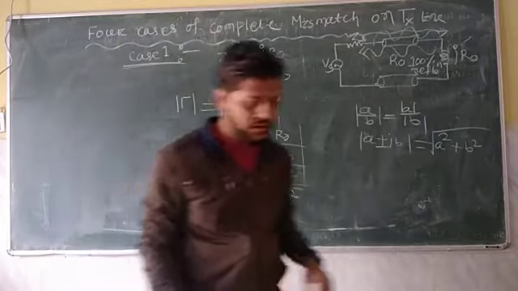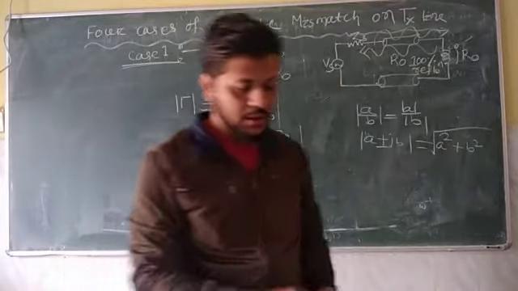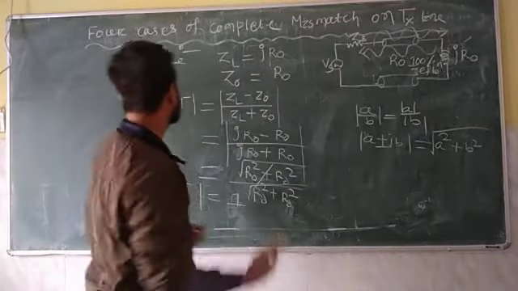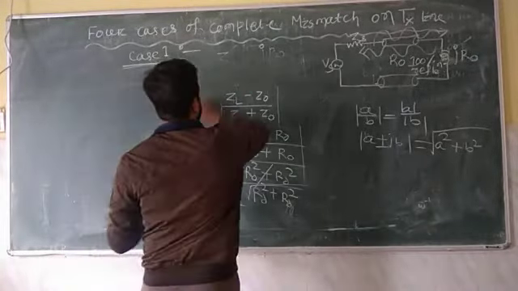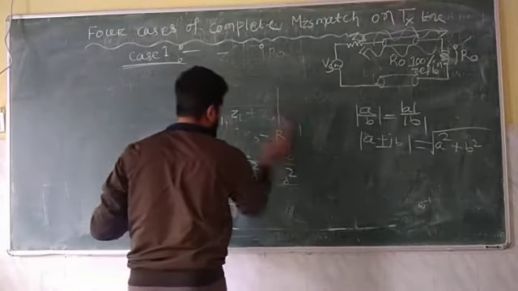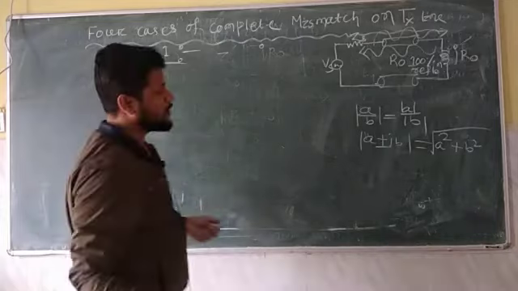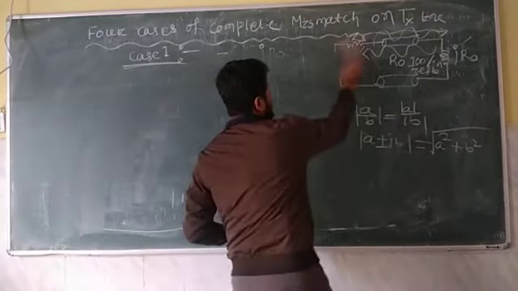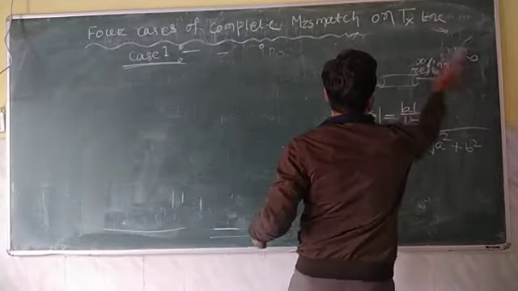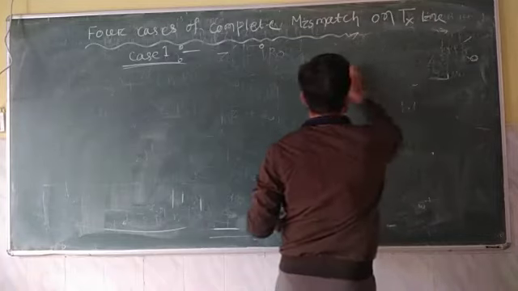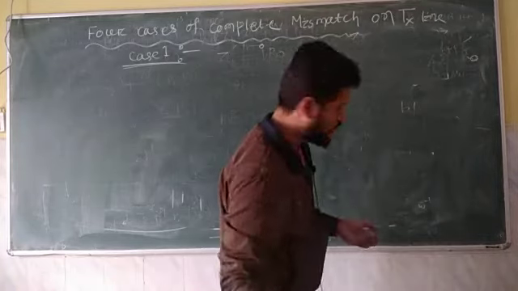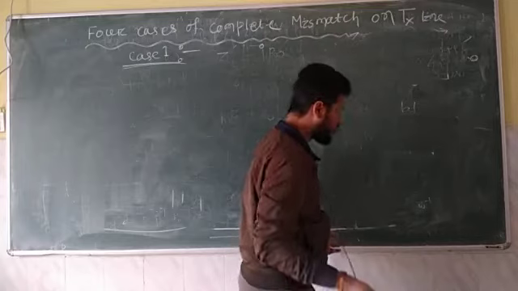Now we will see case 2. We will consider a pure capacitive load. Complete mismatch on a transmission line means the magnitude of gamma is 1. Magnitude of gamma means your reflection coefficient value.